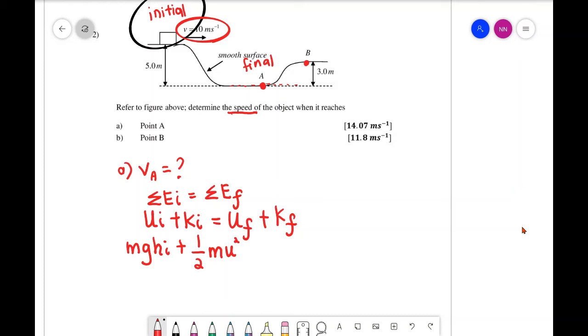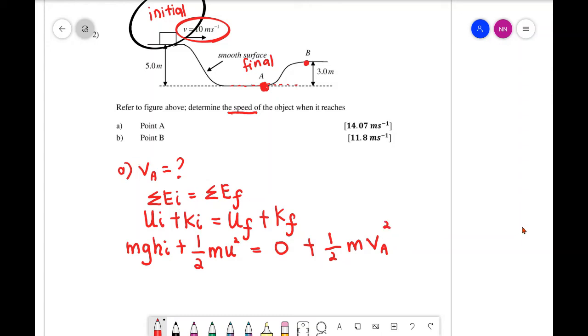Kinetic energy initial is half times mass times initial velocity u squared. And then potential energy final is 0 because at point A it is at ground level. When it is at ground level, it has no potential energy. At point A, it's still moving, with a velocity at point A which is unknown and that you have to find.